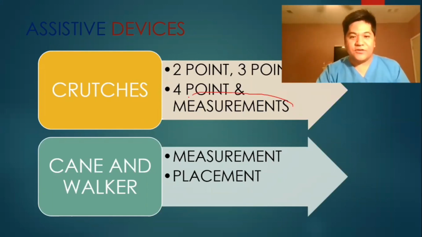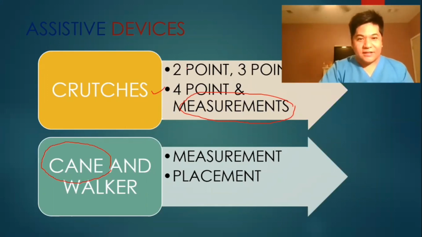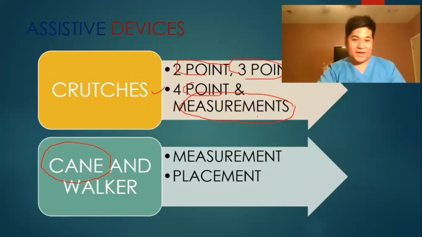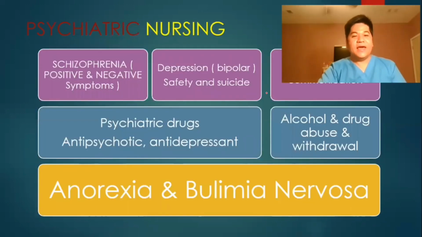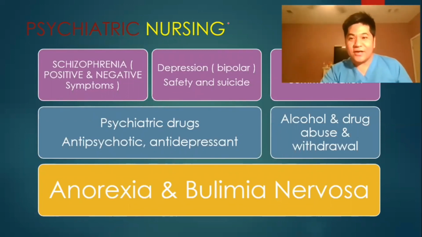For measurements, they're always a favorite when it comes to crutches, or either the cane. So you should remember that, because they are always included. This thing, the 2-point, or the 4-point, or the 3-point gait. Remember that, okay? Now for psychiatric nursing, what do we need to consider here?